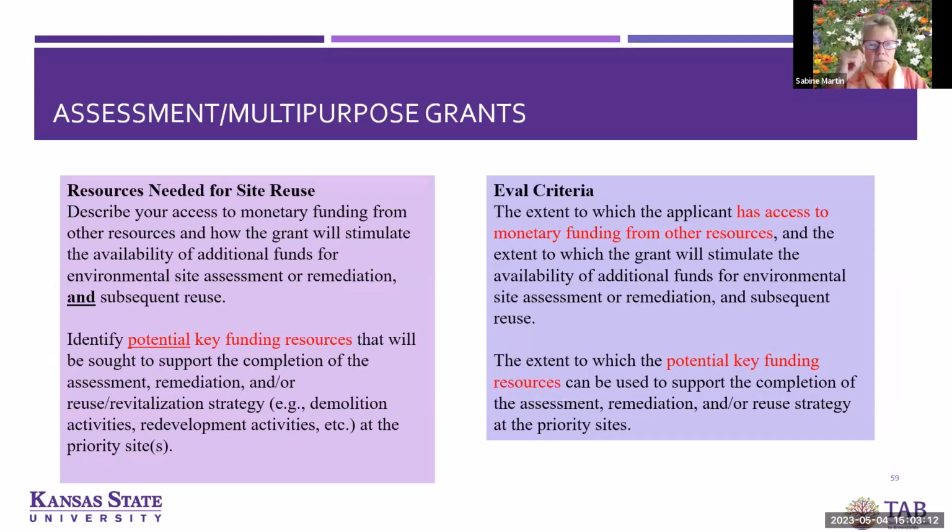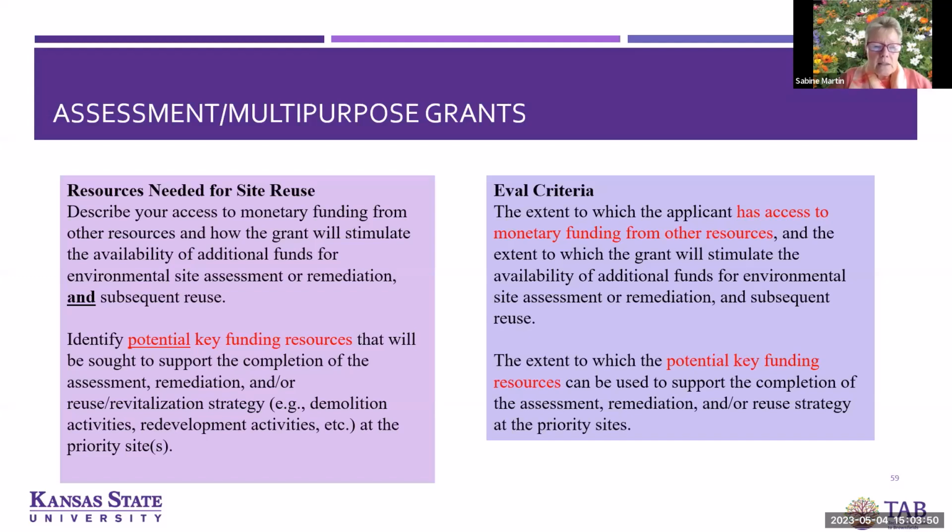So first off, what do the guidelines say? This is the language from the assessment and the multipurpose grants. They're more or less identical, except for one word, and I will point that out. First off, you are asked to identify the resources that you need for site reuse. So you need to describe your access to monetary funding from other resources, and how the grant will stimulate the availability of additional funds for site assessments, remediation, and don't forget that, subsequent reuse. You need to address that in this section.